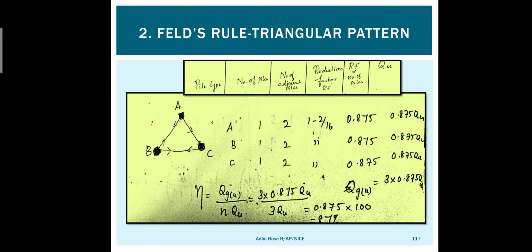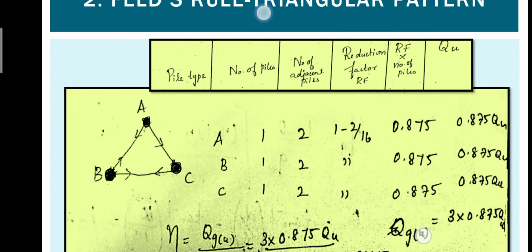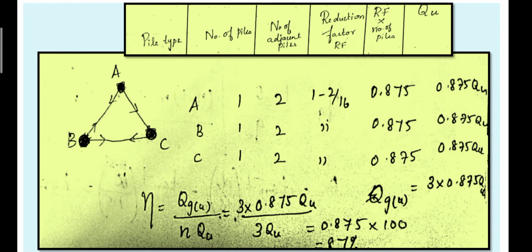Most probably they won't give questions from this, but they will ask for 2 more questions. For those, they will ask this: Fell's rule for a triangular pattern, 3 piles. If it is a 3 pile group, how many piles are present? A, B, C. So the pile names are A, B, C, and the number of piles is 1, 2, 3.